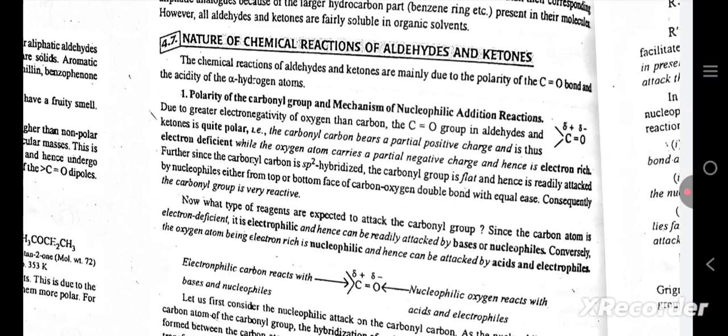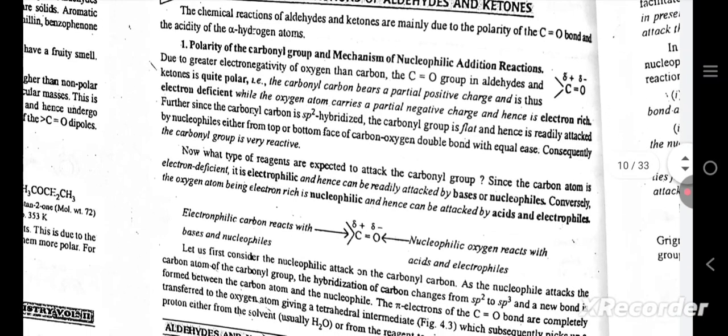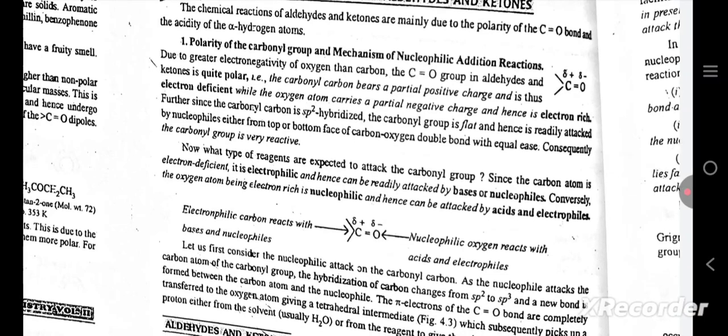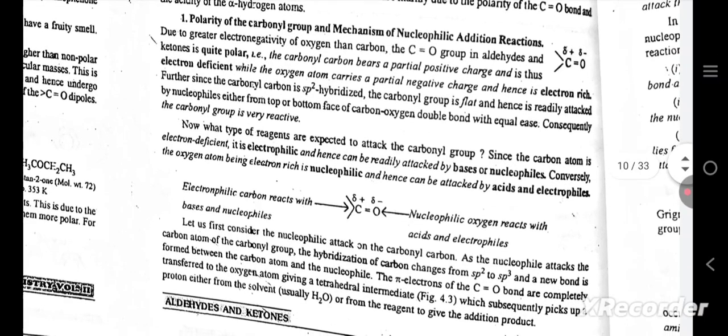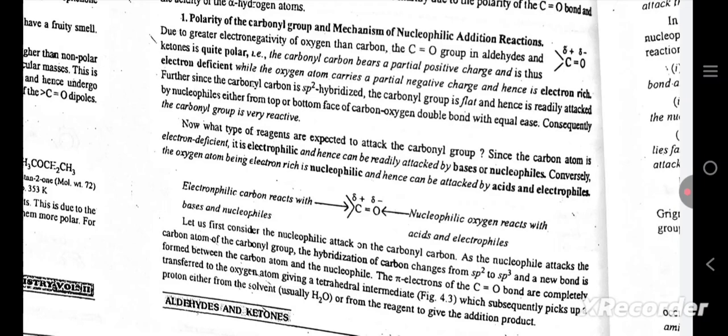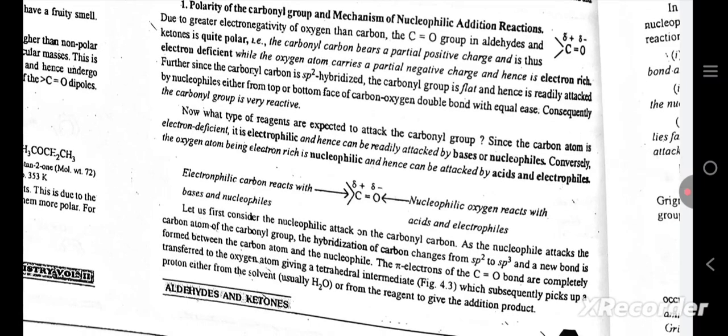Nature of chemical reactions of aldehydes and ketones. The chemical reactions of aldehydes and ketones are mainly due to the polarity of the carbonyl group and the acidity of the alpha hydrogen atom. Polarity of the carbonyl group and mechanism of nucleophilic addition reactions. Due to the greater electronegativity of oxygen, the carbonyl group in aldehydes and ketones is quite polar. The carbonyl carbon bears a partial positive charge and is electron deficient, while the oxygen atom carries a partial negative charge and hence is electron rich.